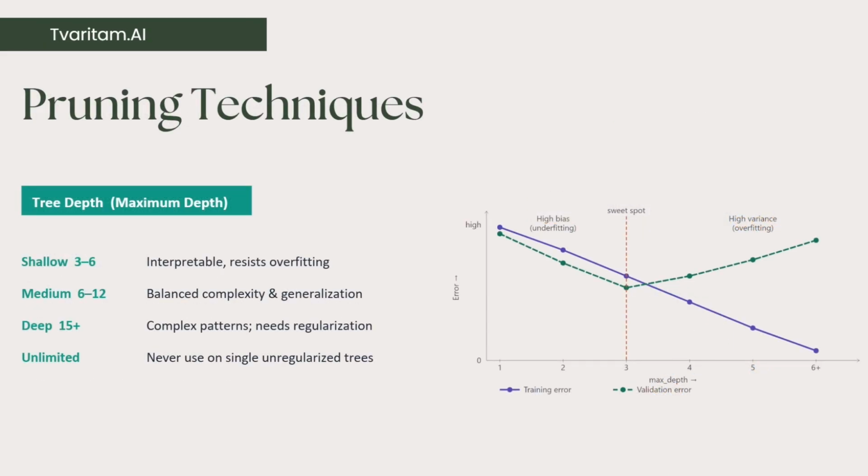Now we will discuss some key hyperparameters used in pre-pruning. These hyperparameters are optional and either one of them or multiple can be used in conjunction. The first one in our list of hyperparameters is maximum depth.